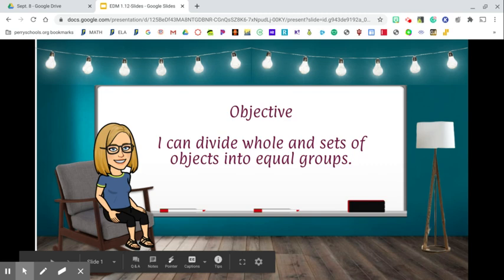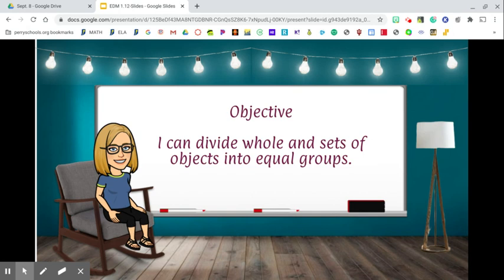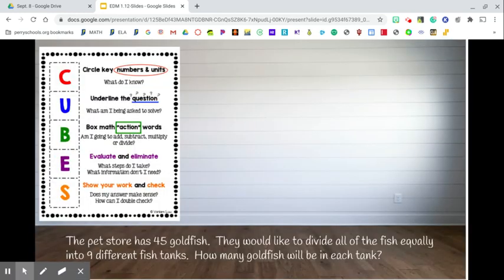Hey guys, so we are going to be working on Everyday Math Lesson 1.12, and in this lesson we are going to be dividing whole and sets of objects into equal groups. So when I solve a problem that is a number story like the one below, we want to make sure that we're using cubes and getting all of the important information so that we can solve this the best that we can.